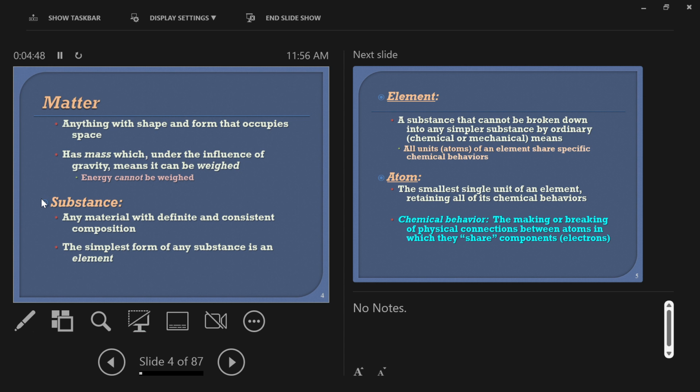Substances. Substances are just any matter with definite and consistent composition. The air in this room is a substance. Water is a substance. Wood is a substance. Substances break down to elements. The simplest form of a substance is an element.